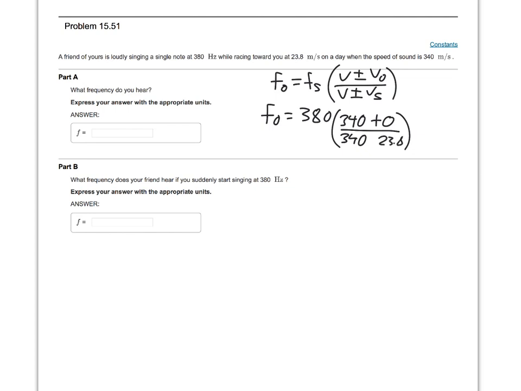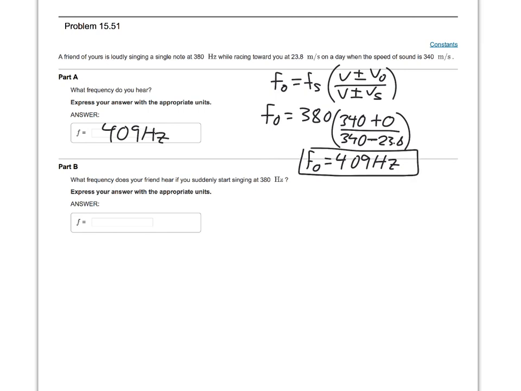We just need to figure out whether it's plus or minus. We know that any motion towards, whether it's the observer or the source moving, results in a higher frequency. So that means that it must be a minus here on the bottom, so we're dividing by a smaller number, in turn resulting in a higher frequency. So we go ahead and calculate that, and we get a frequency observed here of 409 hertz when it's rounded, and so that is our answer, 409 hertz.